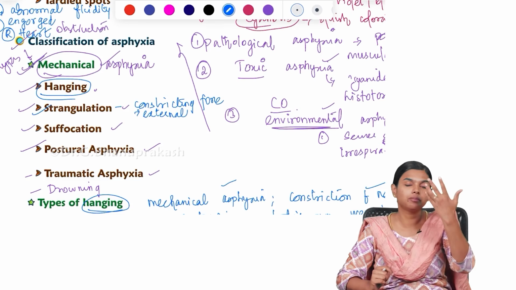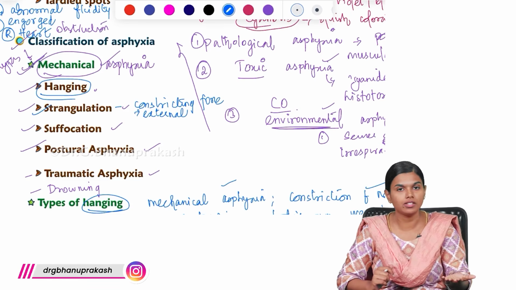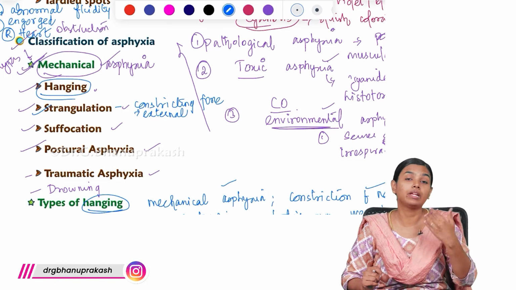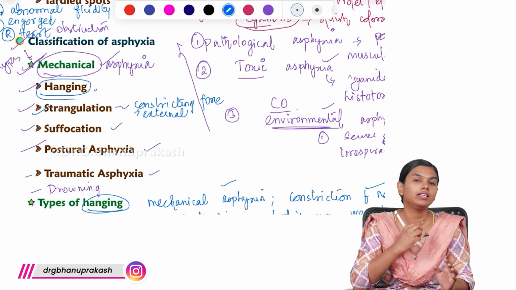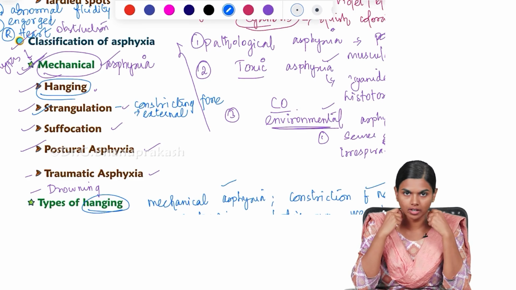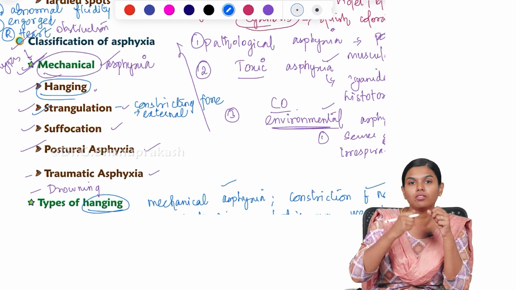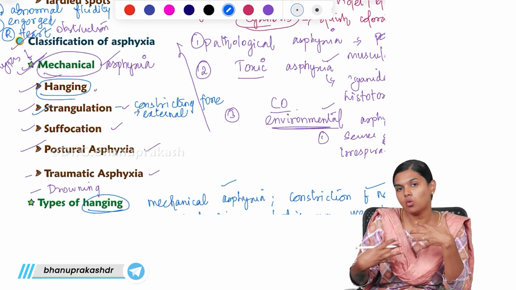So, just imagine there is a case of hanging. You must have seen some cases of hanging or some pictures of hanging at least. So, what will happen? They will be hanging. There will be a rope around the neck, and this rope will be constricting the neck. And what is the force that is pulling the rope upwards? It is your body's own weight, right?